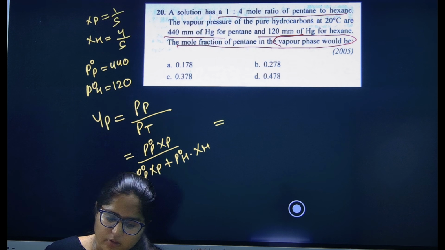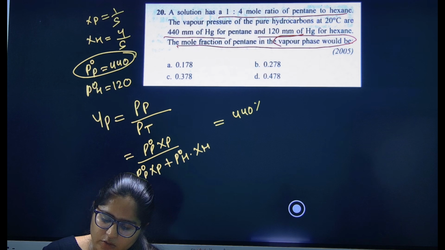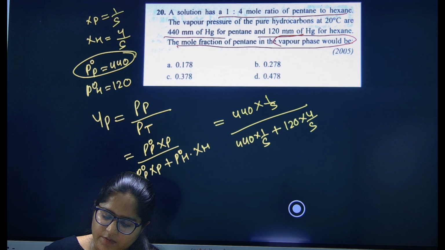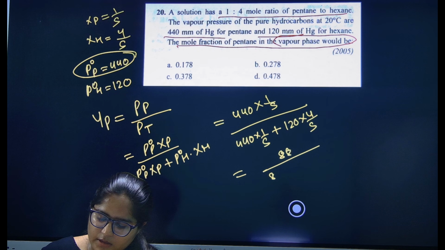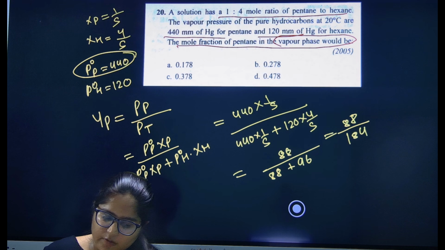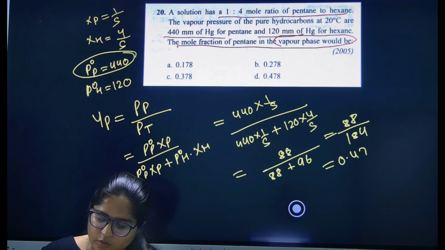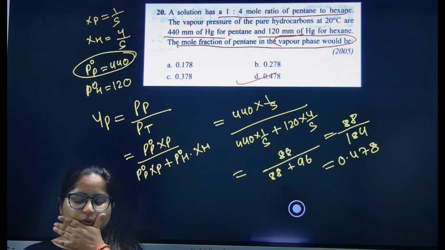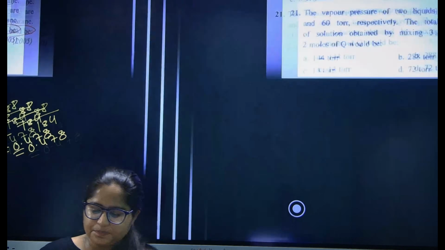How much they have given for pentane? 440. So 440 into 1 by 5 divided by 440 into 1 by 5 plus 120 into 4 by 5. So here we will get 88 by 88 plus 96, that is 88 by 184. So we will get 0.478. Which option? Option number D will be the right answer. Easy. Okay. Now let us solve the next question.